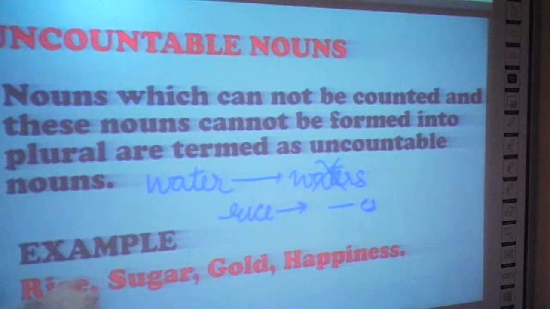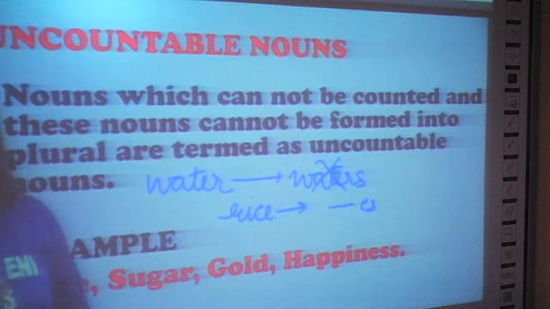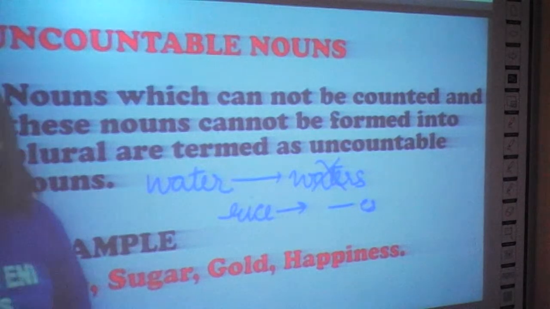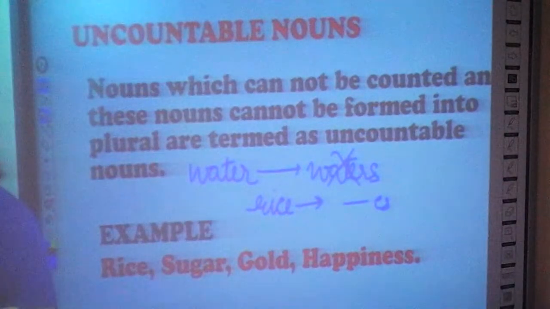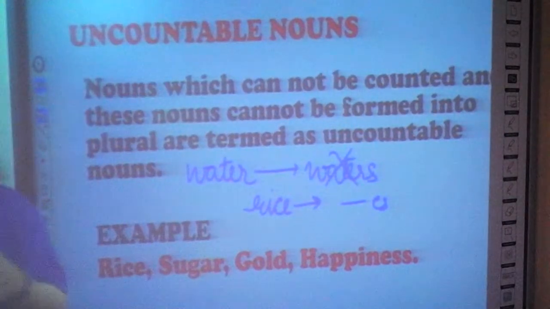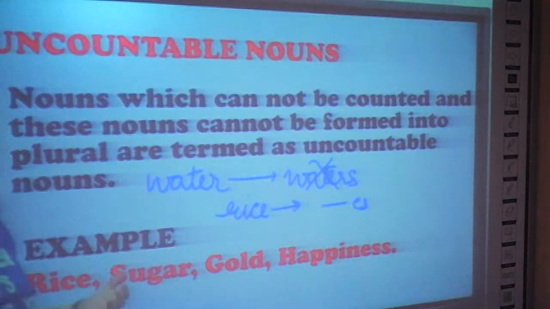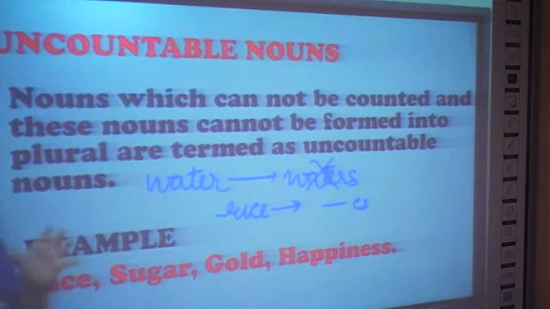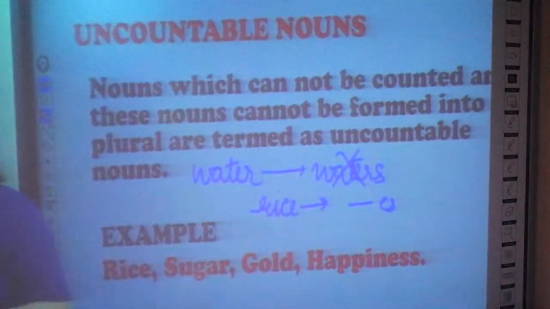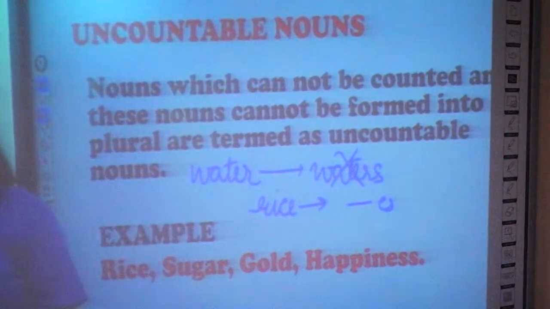Okay. Now you will be asking me, ma'am, we can say 1 liter of water, or we can say 500 ml of water. What is that? That is also counting. But I will say no, that's not counting. That is called measuring. You are measuring the quantity of the water. Yes, we can measure, but under the heading uncountable, the main thing that should be clear in your mind is that we cannot count them, but we can measure them. Of course, we can measure them.